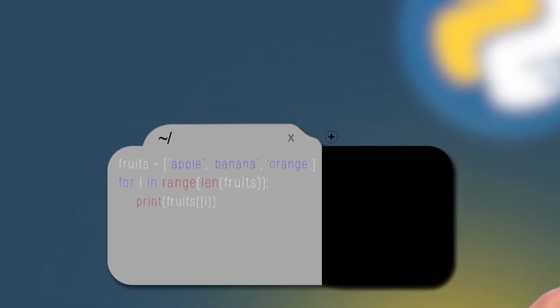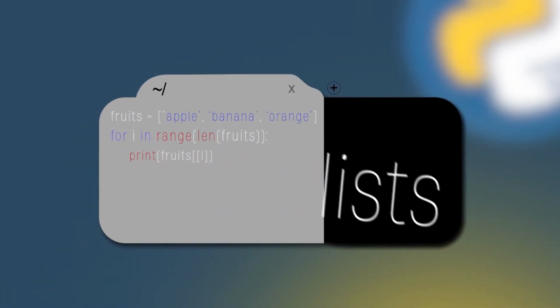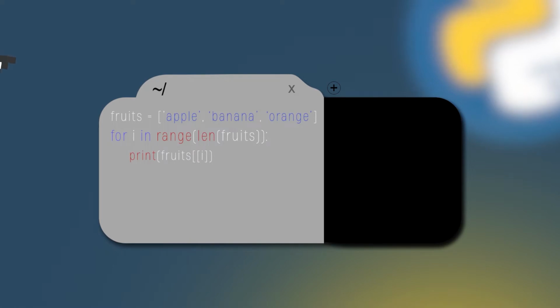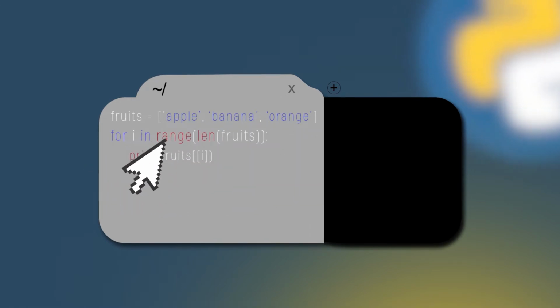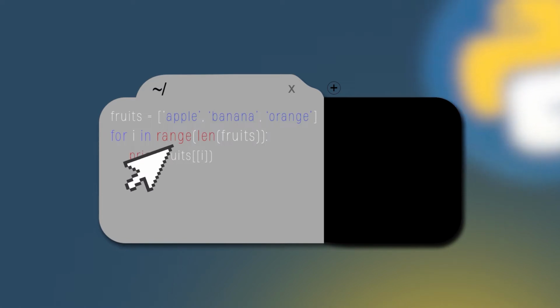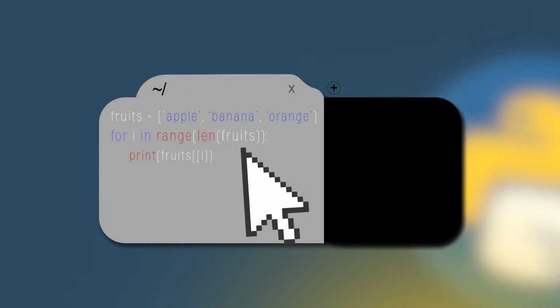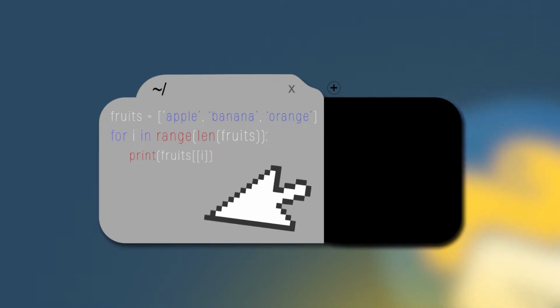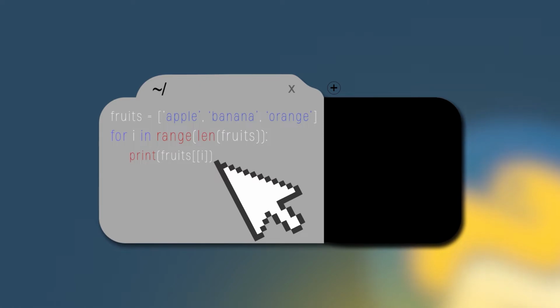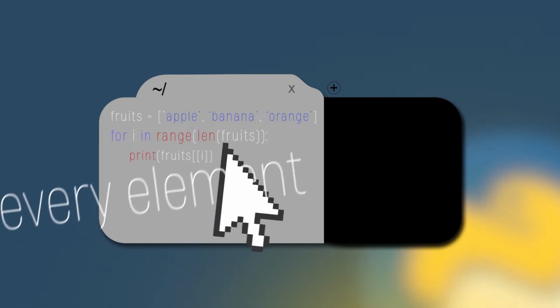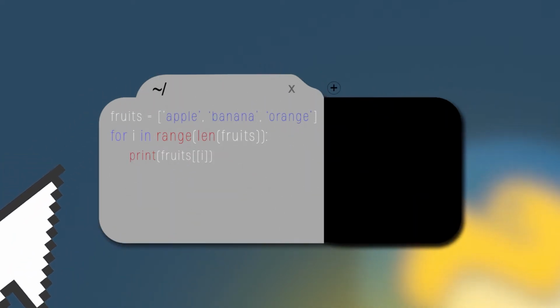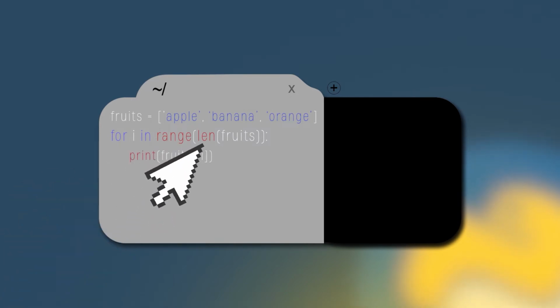Now let's see an example specifically with lists. Let's suppose we want to print every element of our list. We should do fruits equals to apple, banana, and orange. This is our list. And we will do for I in range, and the number we're gonna put inside of the range will be the length of our fruits list, in this case 3. And then in every iteration we're gonna print fruits on position I. In this case, we want to loop through every element in our list. That's why we're using the length of our list inside the range.